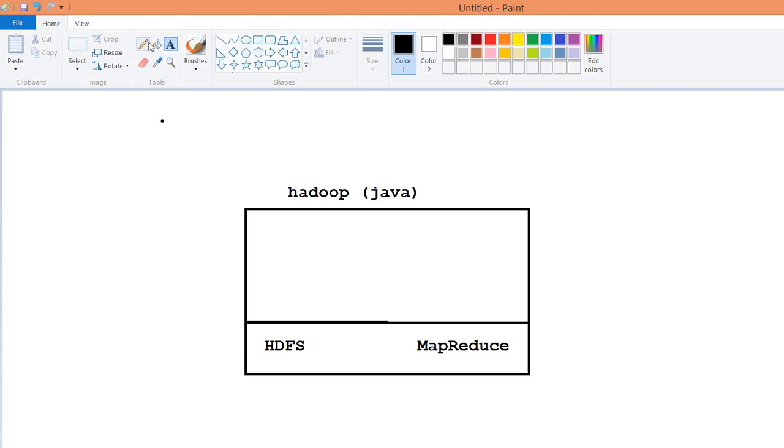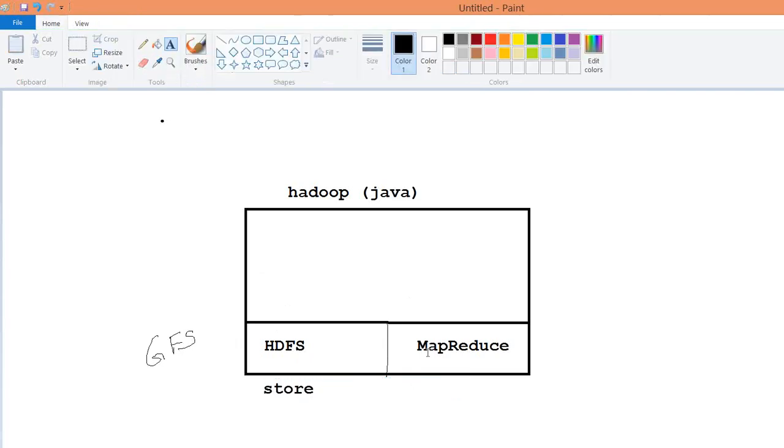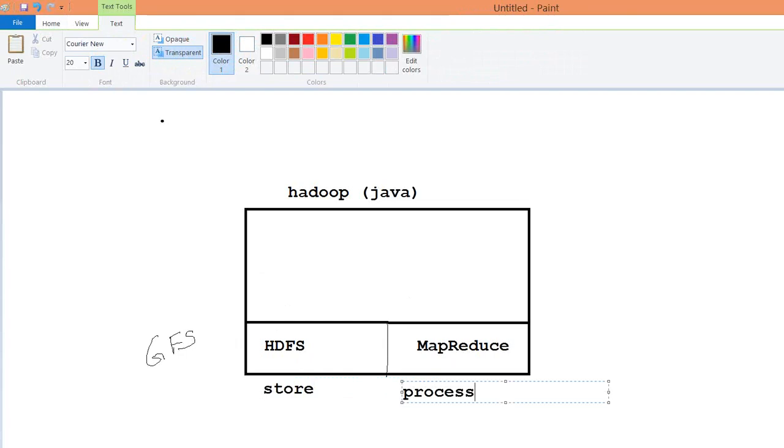HDFS is Hadoop Distributed File System, which is derived from Google File System. This is only for storing the data. The second component is MapReduce, which is useful for processing the data. So here in a single Hadoop box, we have storing capacity and the processing or computation is also there, right?